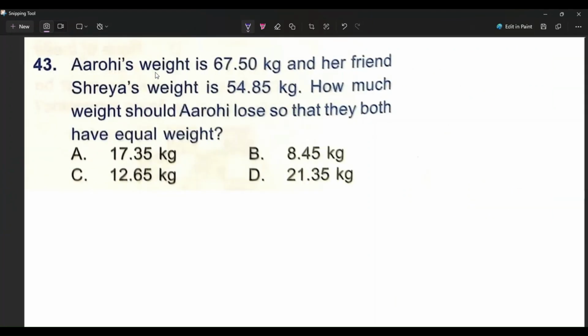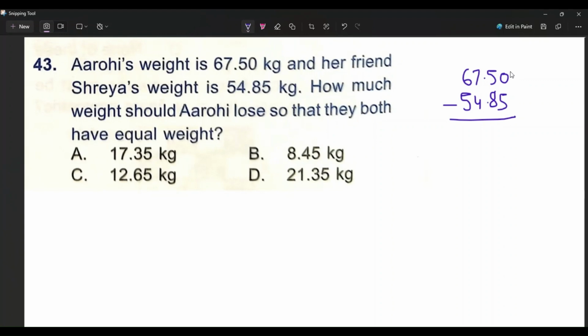Question number 43. Arohi's weight is 67.50 kg and her friend Shreya's weight is 54.85 kg. How much weight should Arohi lose so that they both have equal weight? So we are supposed to get the difference between their weights. So Arohi's weight is 67.50 kg minus Shreya's weight is 54.85 kg.